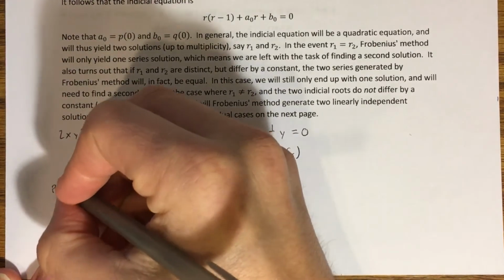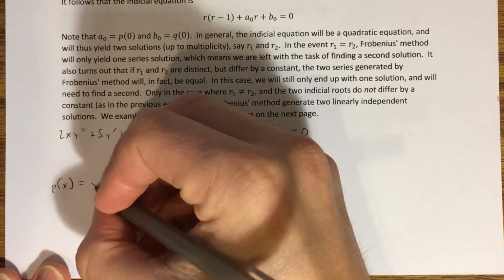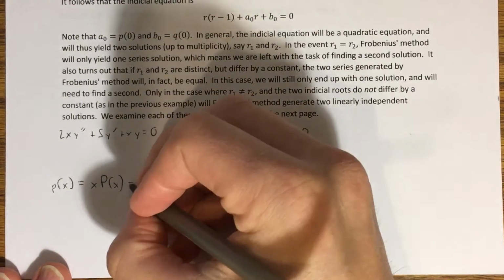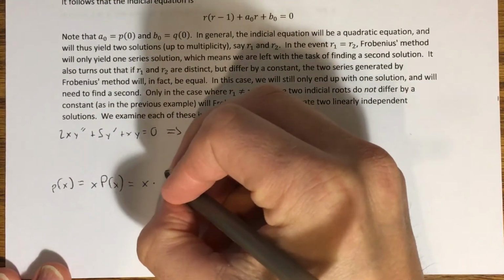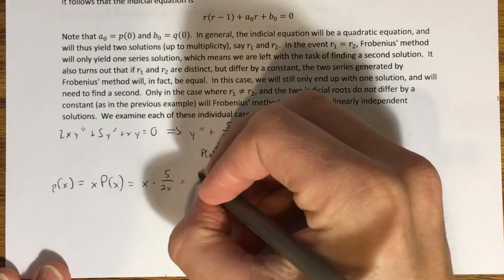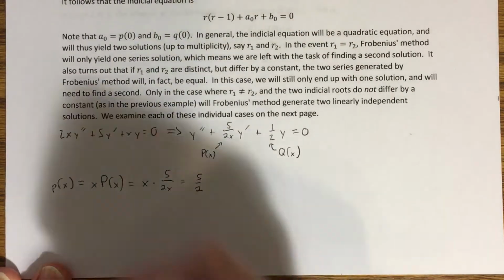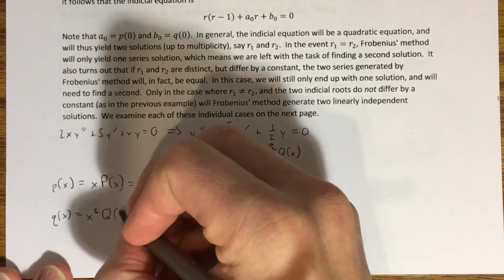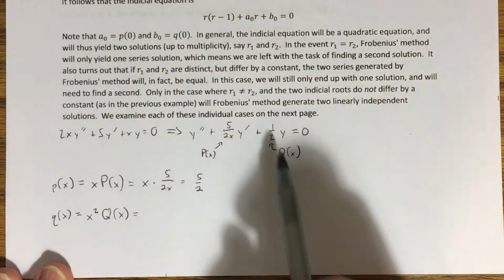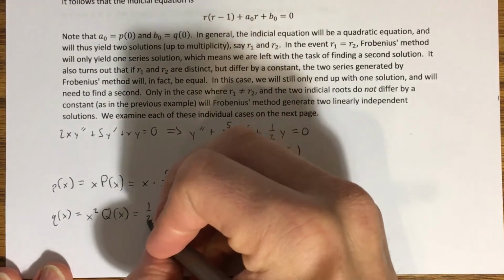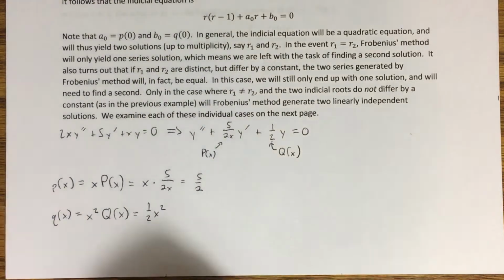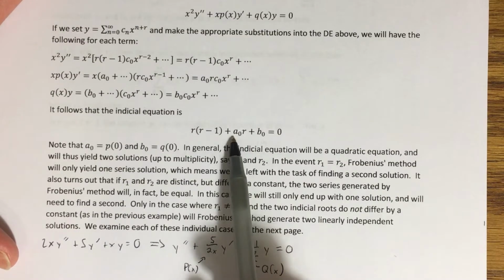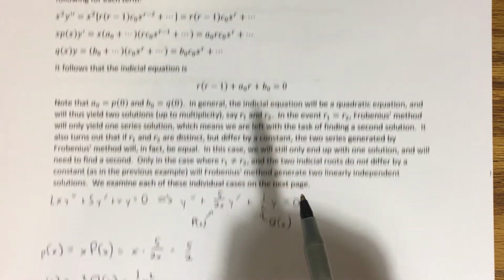So what is little p of x? Little p of x is equal to x times capital P of x. That's how we defined it earlier. And that would be equal to x times 5 over 2x, which is the same thing as 5/2. Okay? Little q of x is equal to x squared times big Q of x, which in this case is x squared times 1/2, or 1/2 x squared. Okay, and remember, the reason for finding this little p and this little q are to be able to find these terms, a naught and b naught, so that I can find my indicial equation right from the beginning.